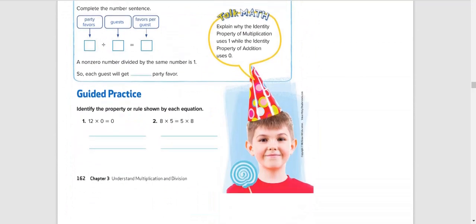That's what I'm going to show you here in the guided practice. If you look at this example 2, guided practice 2, this question is asking us, identify the property or rule shown by each question. So look at this question 2. This is 8 multiplies 5. Now it has been reversed. 5 is starting, 5 multiplies 8. You will still get 40 in both cases. So this is commutative property of multiplication.